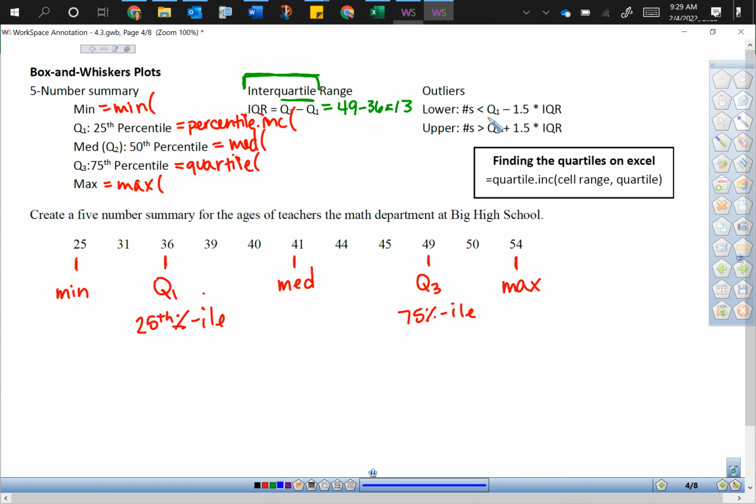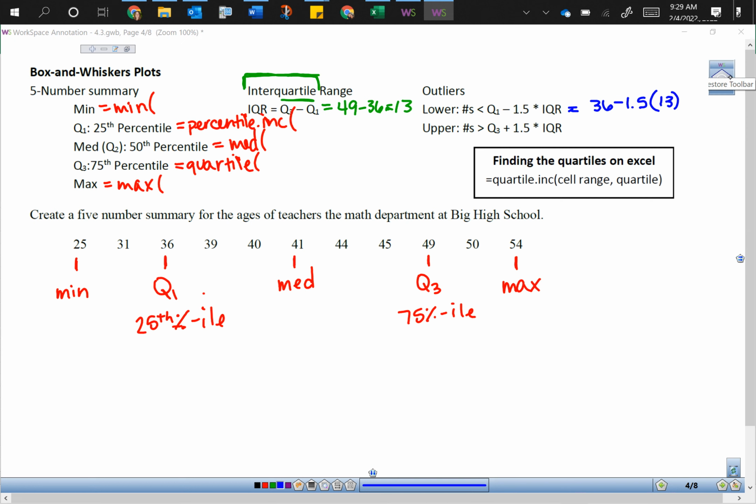To figure out a lower outlier, you need to take the first quartile minus 1.5 times my interquartile range. So here, what's my first quartile? 36 minus 1.5 times my interquartile range, which we said was 13. Can you guys put that in your calculator quick? What is 36 minus 1.5 times 13? 16.5.